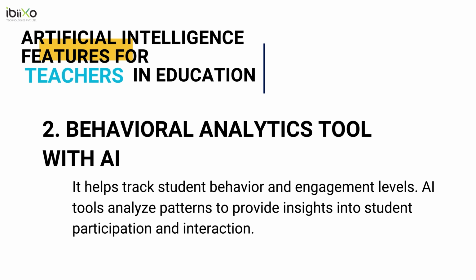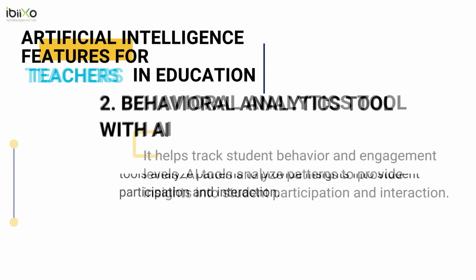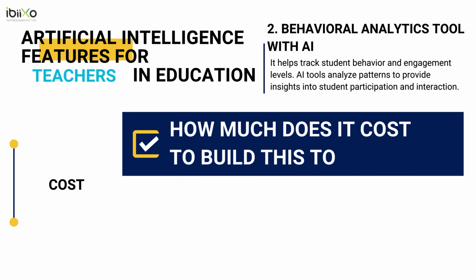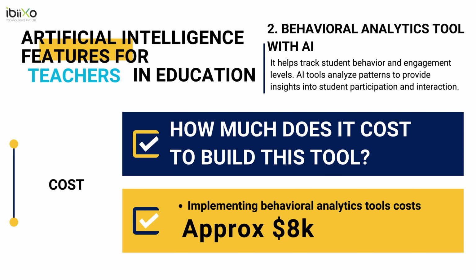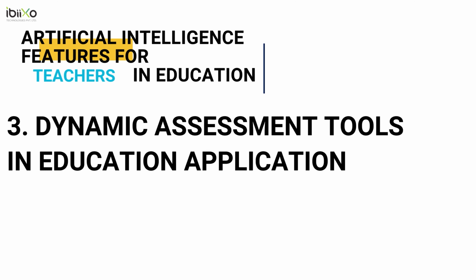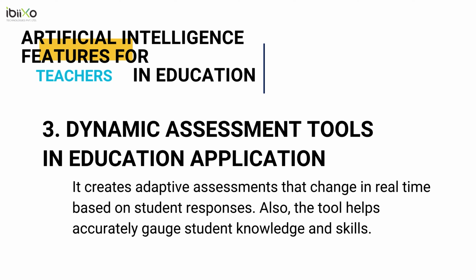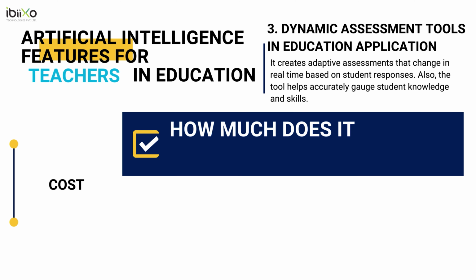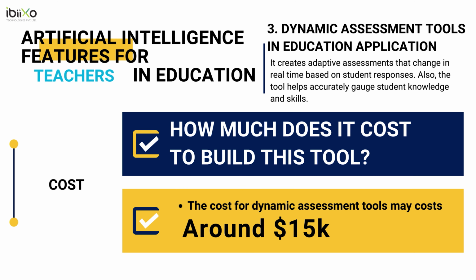It basically helps to track students' behavior and engagement level, and a basic version of this can be developed for as low as around $8,000 to $10,000 and can go up to way more than this depending on the complexity you need. The third one in the list is dynamic assessment tools in education. It basically creates adaptive assessments that change in real time based on the student's response. This would roughly cost around $15,000.